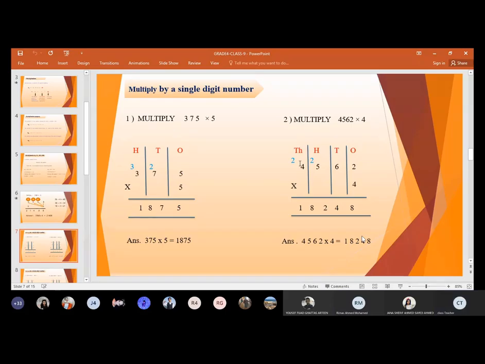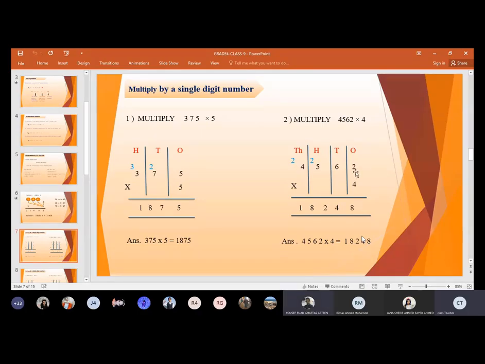Okay, now which number do you multiply? Take that number 4, multiply by the 1000 place. What's the number in the 1000 place? 4. 4 fours are 16. So 16 plus 2 is 18. So no other number, so here you stop it and see that answer: 18,248. Okay, one more time I will explain.